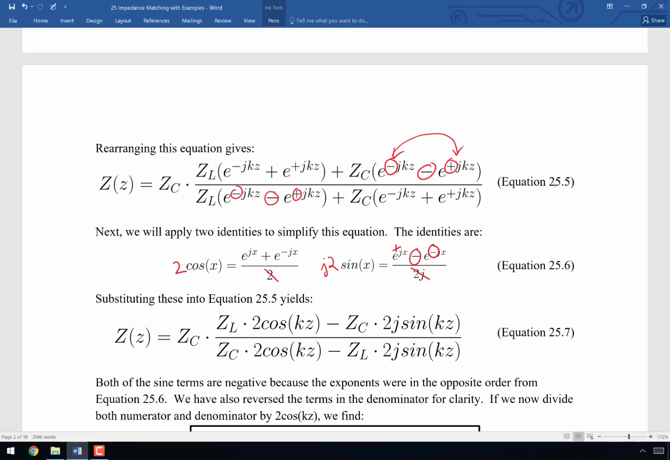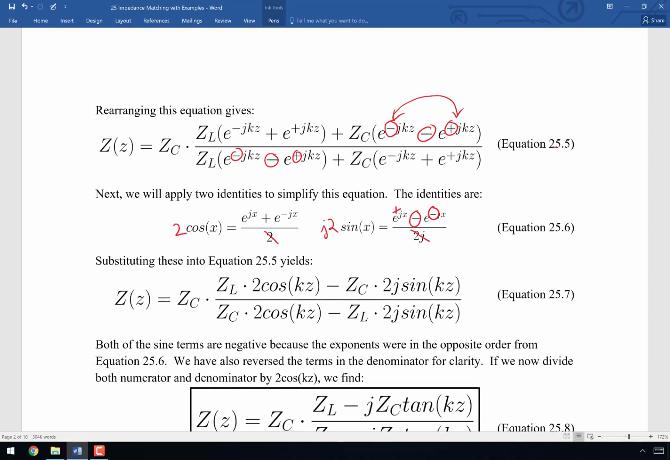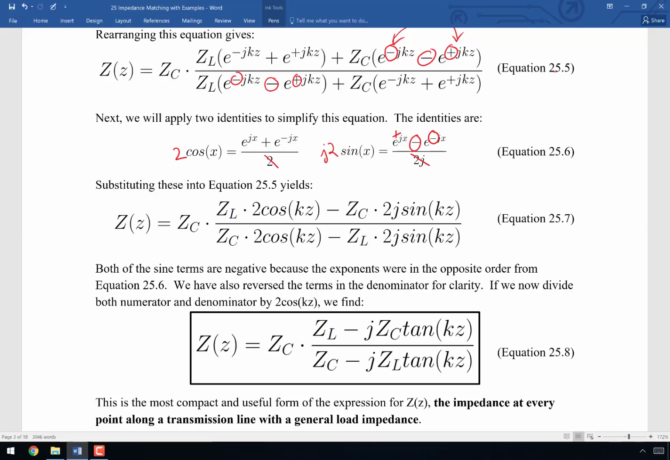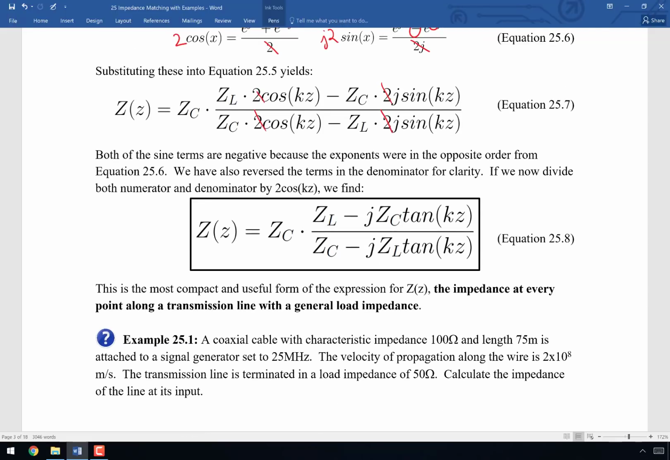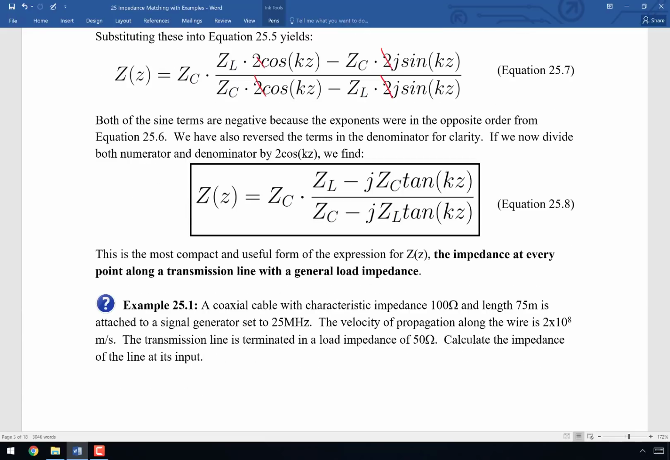And because it's a negative sign, when we flip them, it introduced another negative sign. So again, we can divide through both the numerator and the denominator by 2 cosine of kz. So all of these 2's are going to go away. The cosine divided by the cosine is just going to give us 1, and the sine divided by the cosine is going to give us a tangent, and we end up with this expression, which is the impedance at every point along a transmission line with a generalized load impedance. We don't really specify what the load impedance is here, but this is probably our most compact and useful form of this expression, and we're going to build on this in future examples.